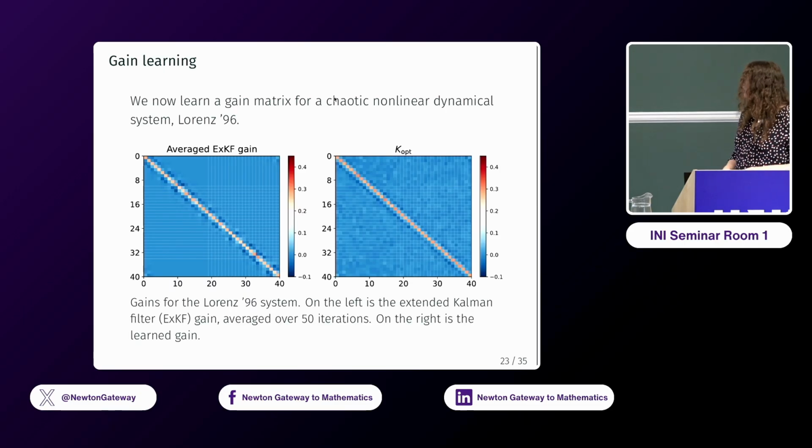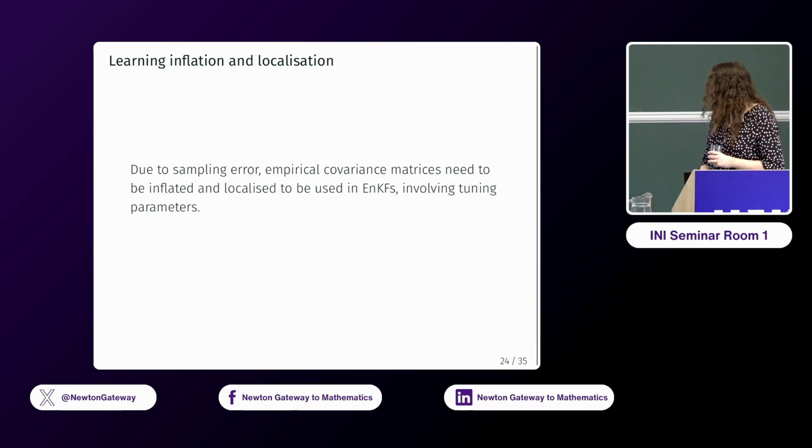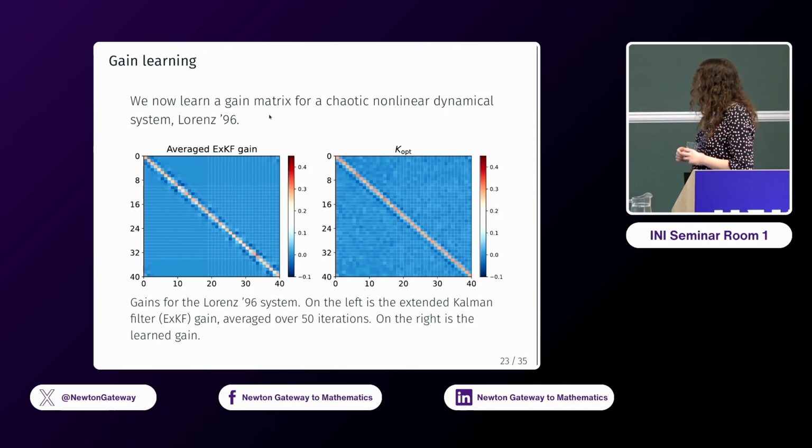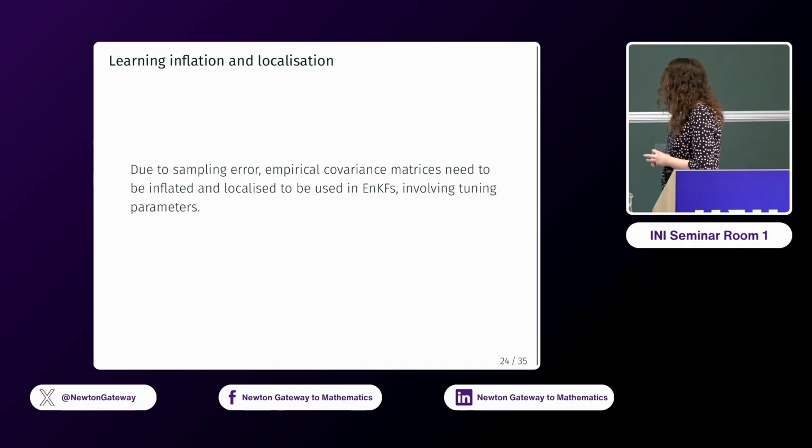Now we learn a gain for this nonlinear system. This is what we find. This is the gain produced by a different method called the extended Kalman filter. We essentially learn a lot of common features. We have this banded structure, we have the symmetry, so quite a similar structure. That's just to show that we can learn what existing methods are doing.